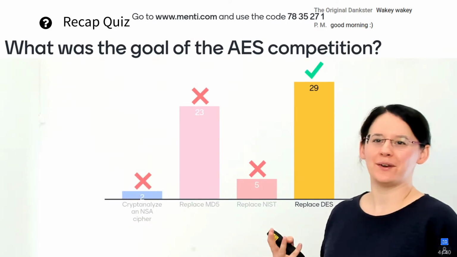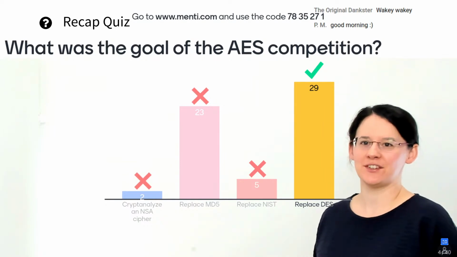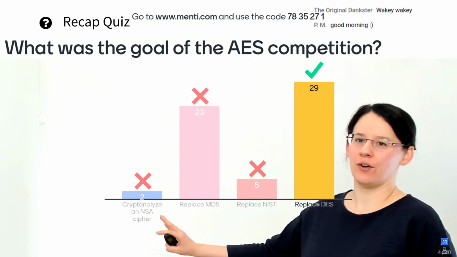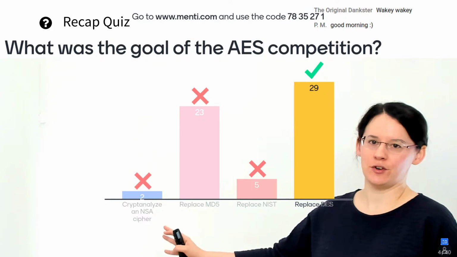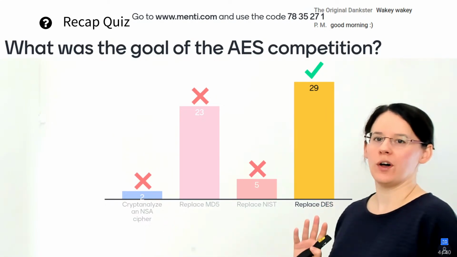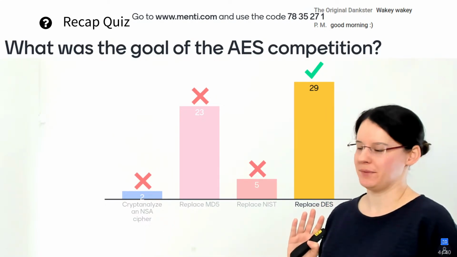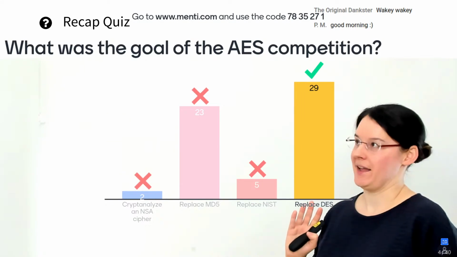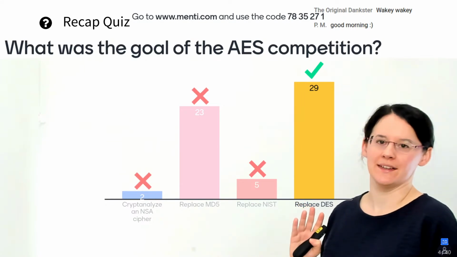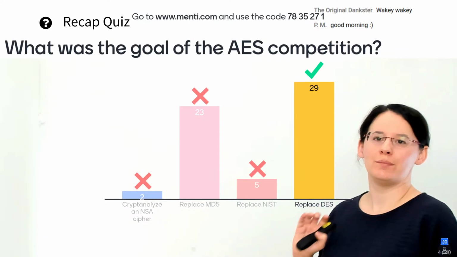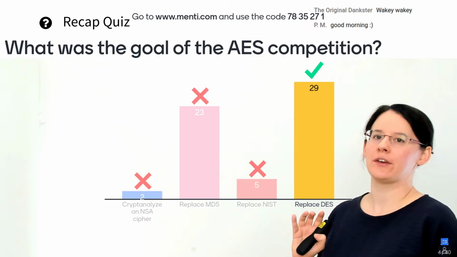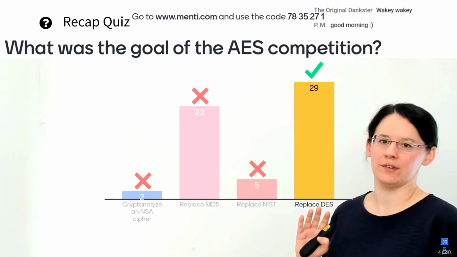Okay, close call, but the right one won. So let's briefly go through the answers. It was not the goal to cryptanalyze an NSA cipher, although the DES was a cipher design that was influenced by the NBS, which is the predecessor of the NSA. So the goal was to replace this encryption standard because it had turned out to no longer offer adequate security.